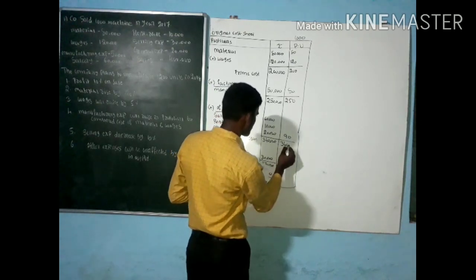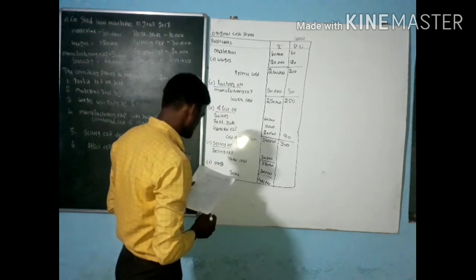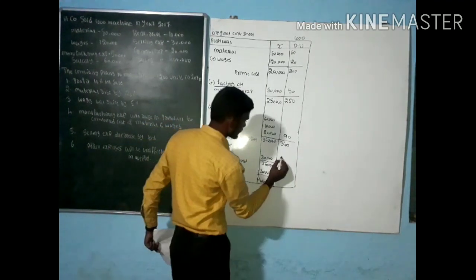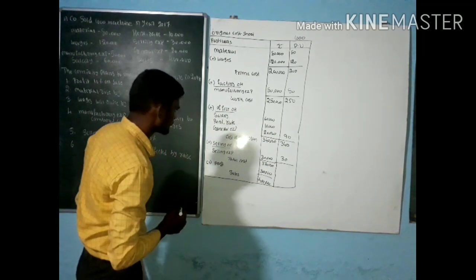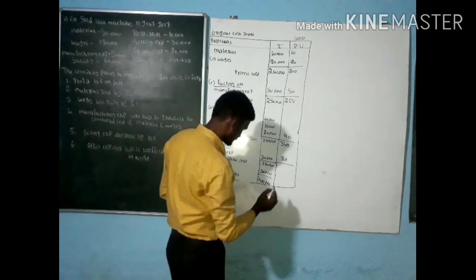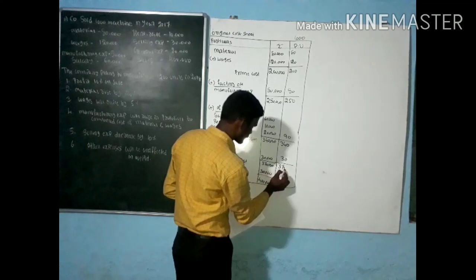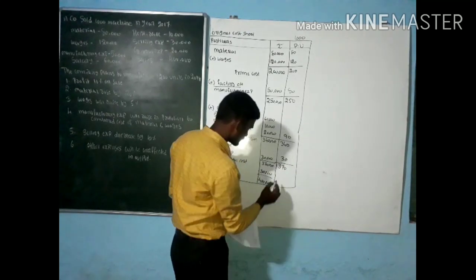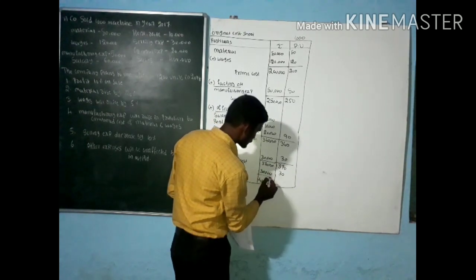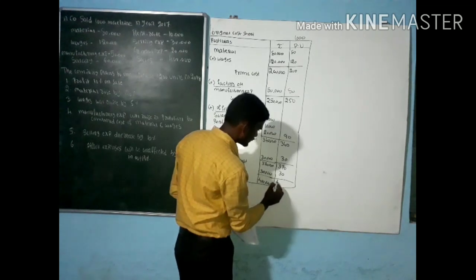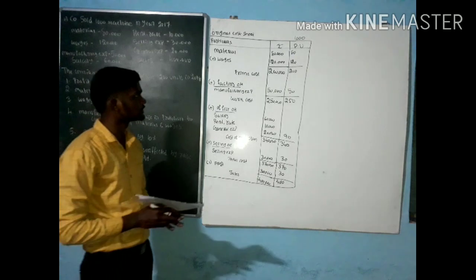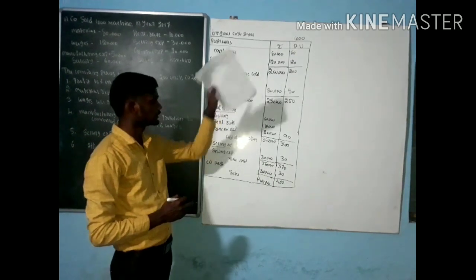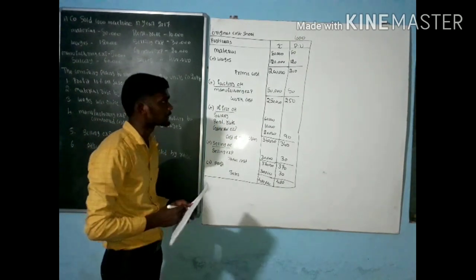Cost of production is 340. Then selling expenses is 30,000, that is 30 rupees. Next one, we come to total cost, that is 370. And profit is 30 rupees. So total selling price per unit is 400 rupees. So per unit is 400. How many units we produce? That is 1,000. So 400,000 is 4,000.